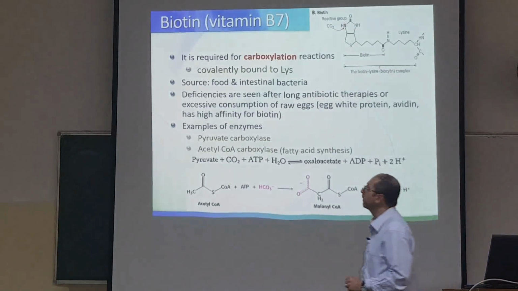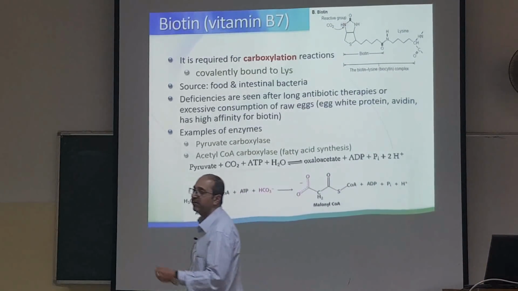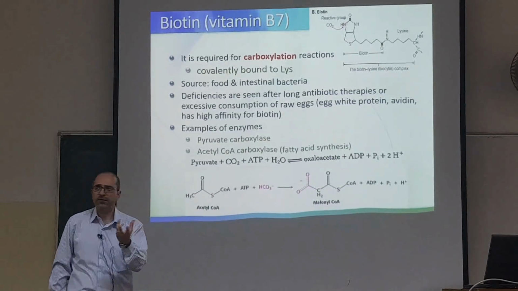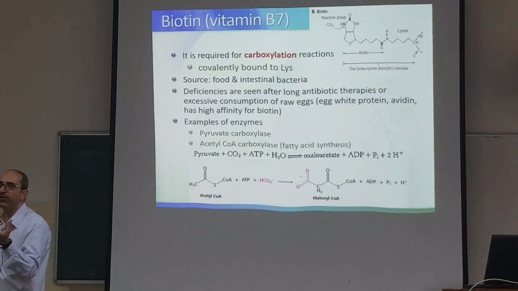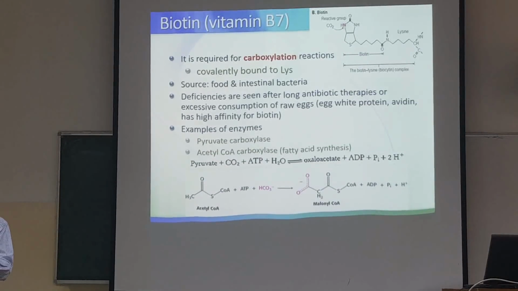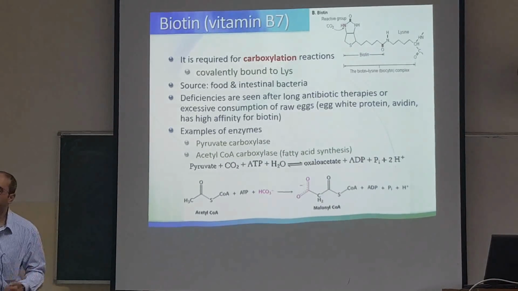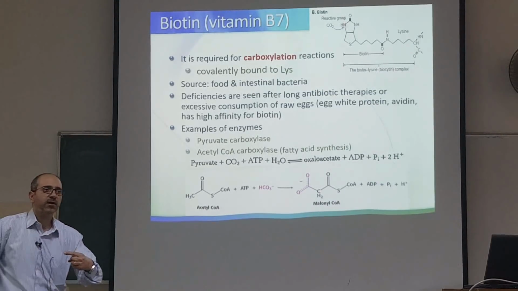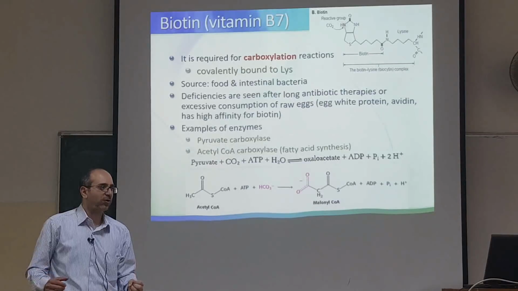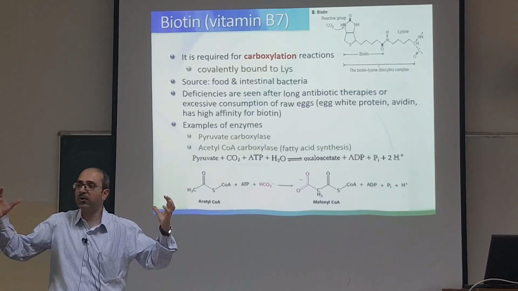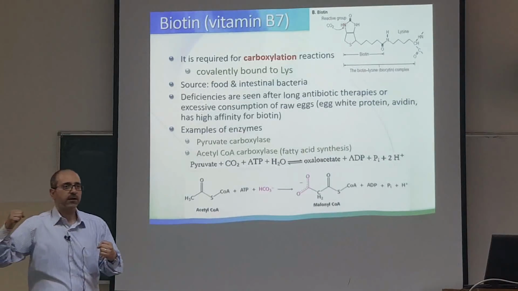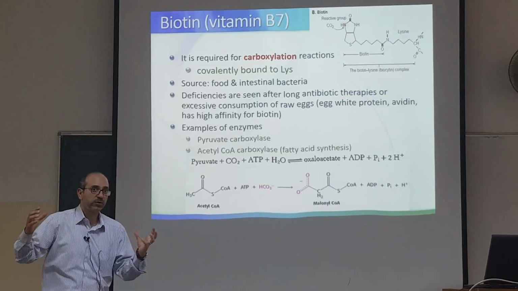طب فيتامين B7 اللي هو البيوتين. It's a small molecule هذا البيوتين. And biotin is involved in carboxylation reactions. شو يعني carboxylation reactions؟ يعني انه احنا عمالنا بنحط an extra carbon مع molecule. So we are building up a molecule. بدل ما يكون فيه 3 carbons صار فيه 4. Okay, so we're doing anabolism.